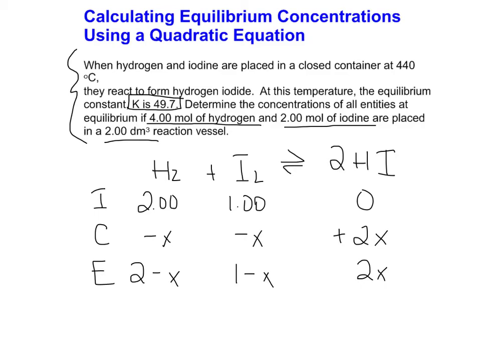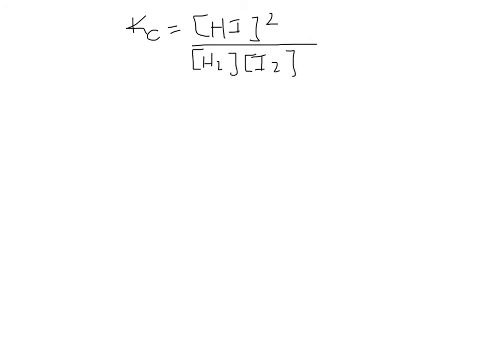So again, we're going to set up a K expression because we don't have one of these equilibrium concentrations, but we do have our K. So our Kc is going to be equal to [HI] squared over [H2] times [I2]. So we know 49.7 is going to equal (2x) squared divided by (2 minus x) times (1 minus x).